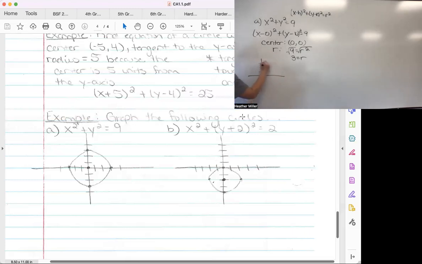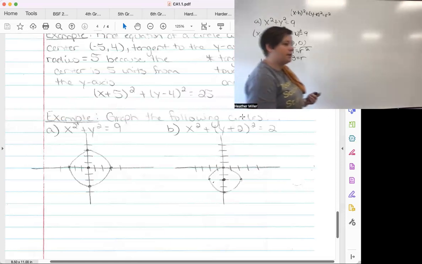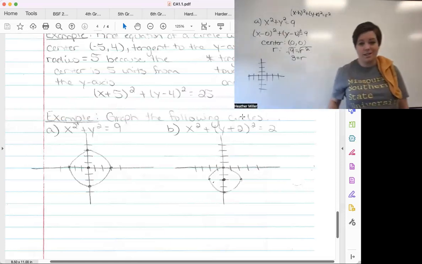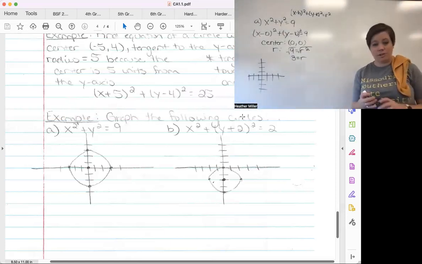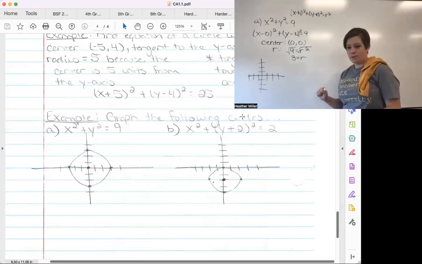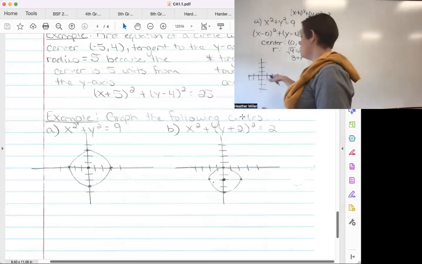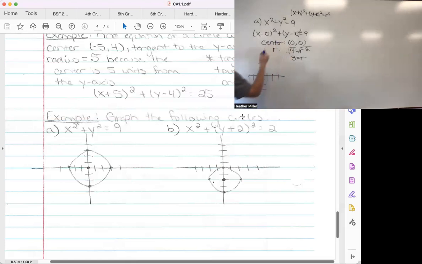We go 1, 2, 3, 1, 2, 3, 1, 2, 3, 1, 2, 3. Now, I'll go ahead and warn you, most of my graphs, because I just freehand them, my circles look a little bit more like footballs, but I'm okay with that. So like I said, in order to graph a circle, the first thing you do is graph your center. Center is at (0, 0), so I plot that first.